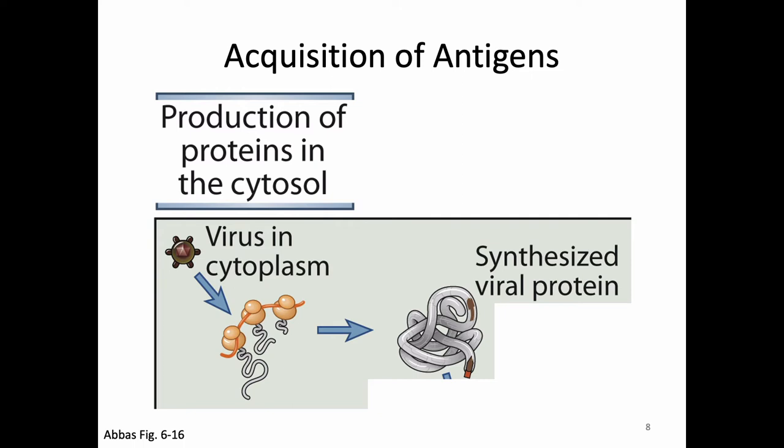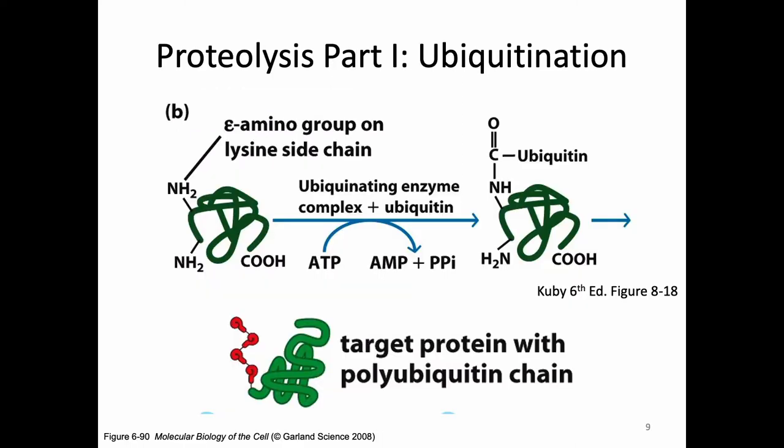Is just that you happen to have that protein in your cytoplasm. You didn't have to do anything active to acquire antigen. So if we want to actually start to destroy that protein to make it into peptides, we first have to sort of say, this is a protein that gets destroyed. So we have to tag that protein for destruction.